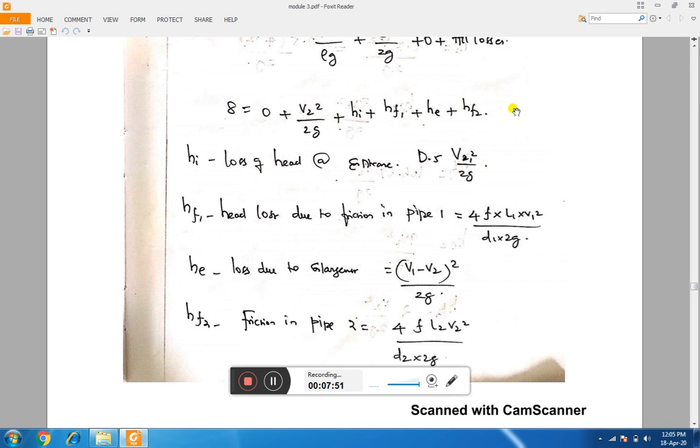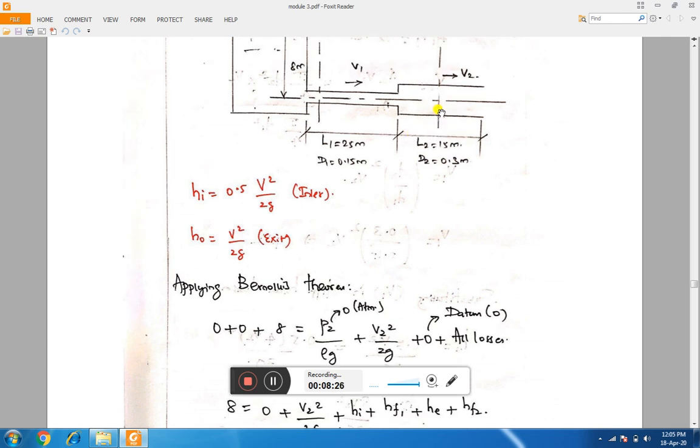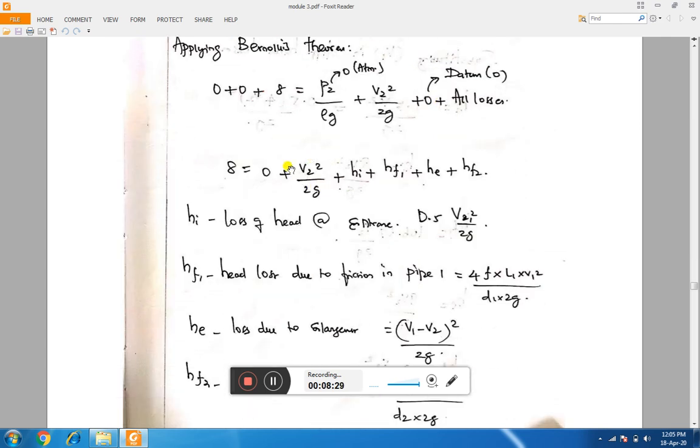In most of the problems we used to neglect it. It does not matter: if you include it you will have some small variation, if you exclude it also that does not matter, it is a very small value, very insignificant. In this problem, as per the book we shall discuss, it has been excluded, so we shall not take it. If we take it also, no problem, no issues. So 8 is known to as V2. V2 is the velocity at section 2, at this section, so V2 square by 2g.